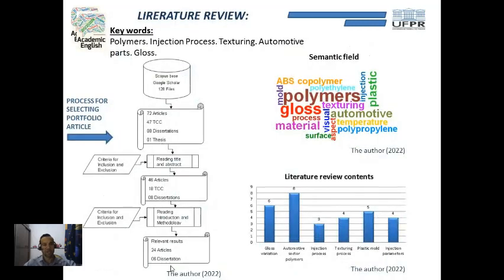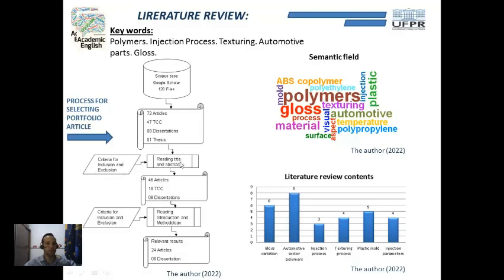Okay, quickly, I'd like to share the literature review. Again, we can see the keywords, the semantic field, and the portfolio of articles. To begin, we can see the scope based on Google Scholar, and I started with 128 files and used inclusion and exclusion criteria.